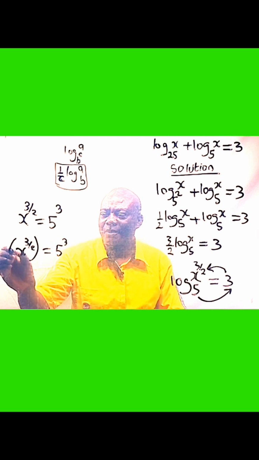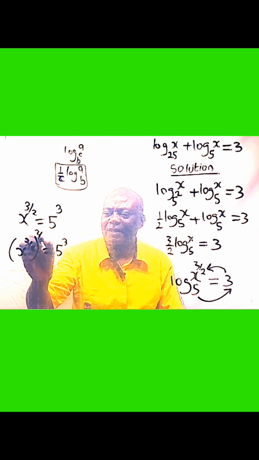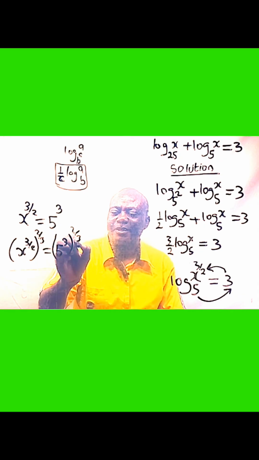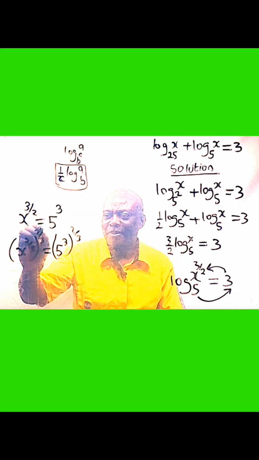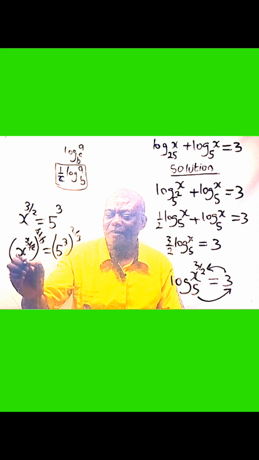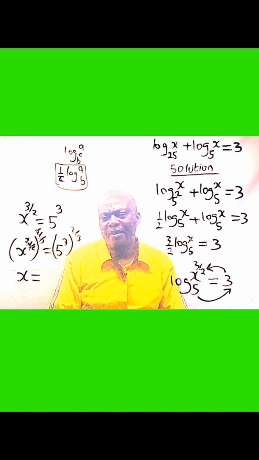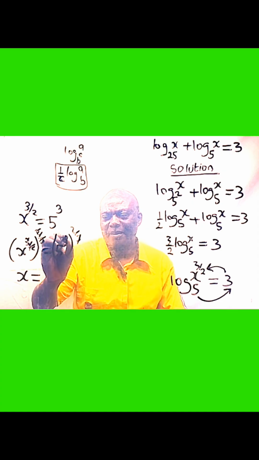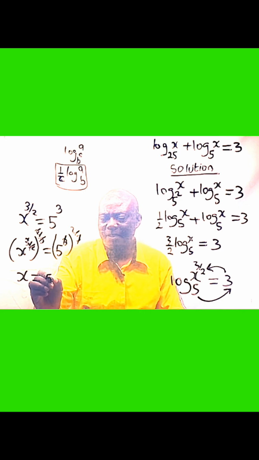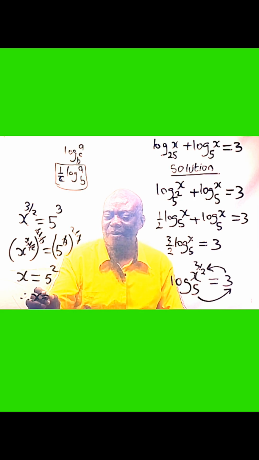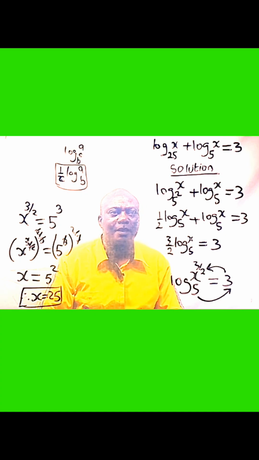So multiply everything by 2 over 3, so that x will be free. So these two cancel out, these two, one will go. So x will be equal to, this 3 will cancel out this, so it becomes 5 squared. Therefore x will be equal to 25. And that's the final answer.